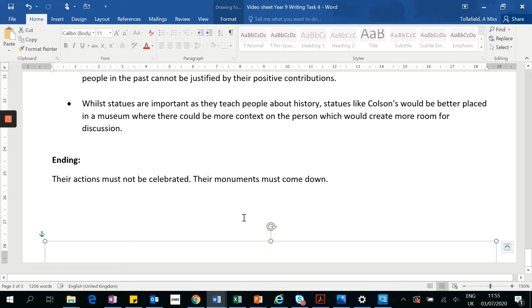And with your ending, you want to leave the reader thinking about all of those points that you've made. You want to end with that really powerful statement. So here I've taken the last 2 short sentences from the opening paragraph and repeated them. Their actions must not be celebrated, their monuments must come down. And this creates that cohesion, that circular structure, that clear structure to your point of view. So give that a go in your own writing. It really makes it more successful.